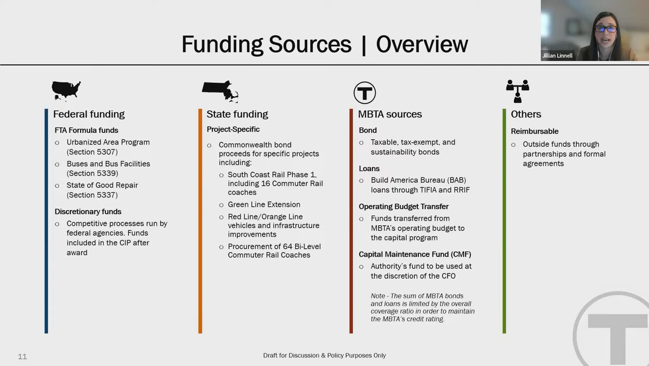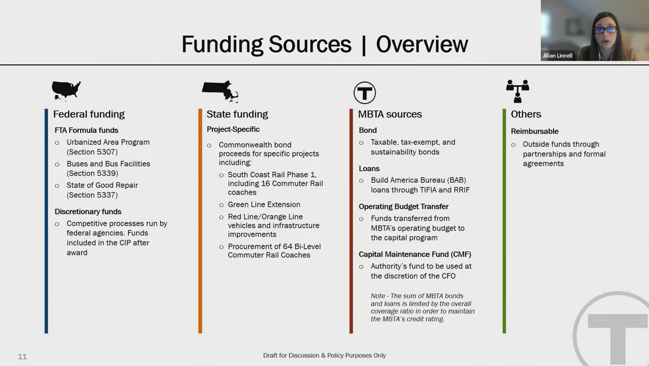The third type of funding included in the CIP is MBTA sources. The first subcategory of MBTA sources are bonds, which broadly include taxable, tax-exempt, and sustainability bonds, which are made available each year to support the capital program. A second component of our MBTA sources are Build America Bureau loans, which the MBTA can pursue to support large, federally eligible capital programs through either the TIFIA program or the RIF program.